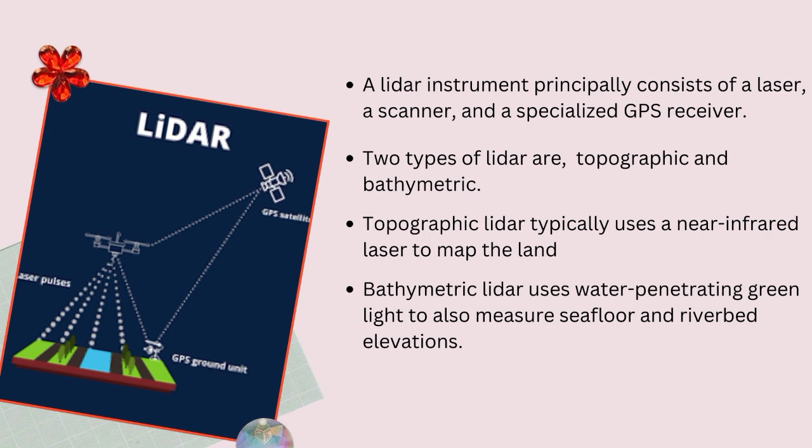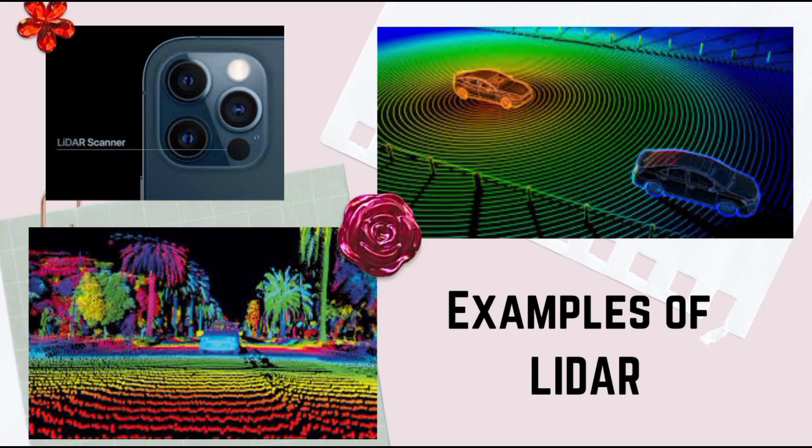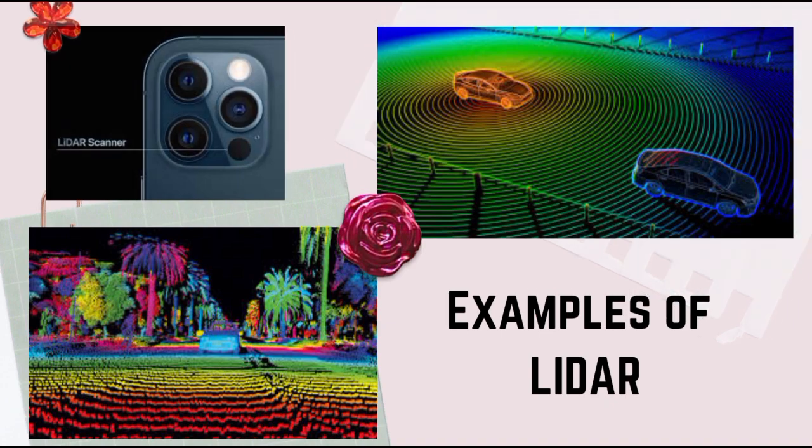Topographic LIDAR typically uses a near-infrared laser to help to map the land. Bathymetric LIDAR uses water-penetrating green light to also measure seafloor and riverbed elevations. These are some examples of LIDAR.